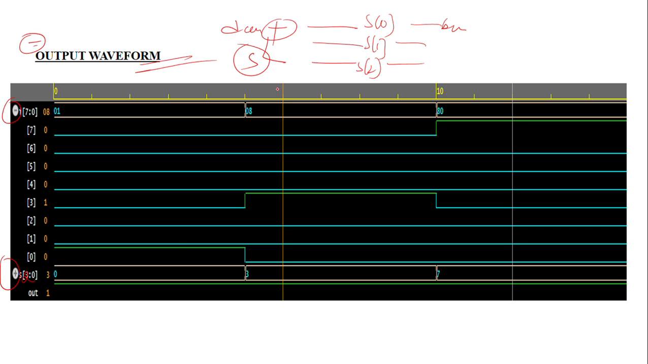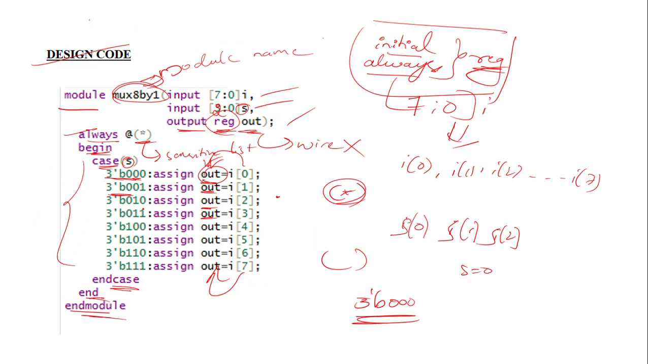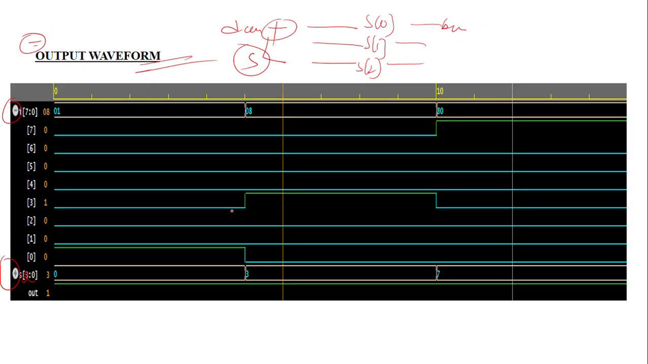Here you can observe that for this particular value I want to check the output. Just 1 minute. Here you can see the select line value is 3. For 3, what value are we going to assign? Here you can observe the assign statement: out is equal to I[3]. So what is our I[3]? It is 1. So the value 1 is going to be assigned to out, and it is assigned to the out.